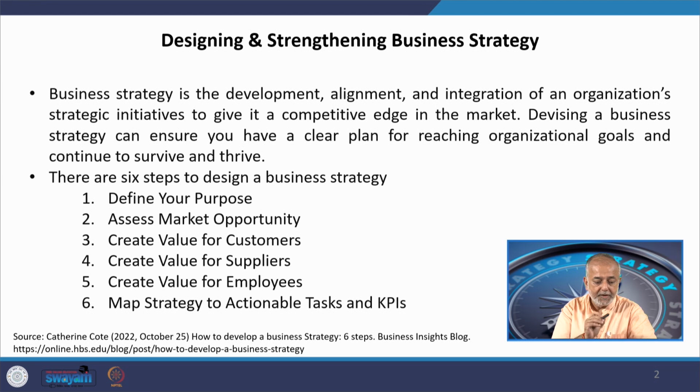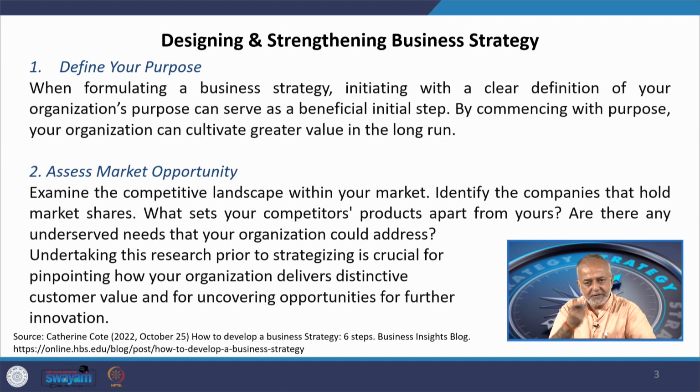Organizational goals. There are 6 steps to design a business strategy. One is define your purpose, assess market opportunity, create value for customers, create value for suppliers, create value for employees, map strategy to actionable tasks and KPIs, key performance indicators. Now, let us slightly elaborate on these 6 elements. Define your purpose.